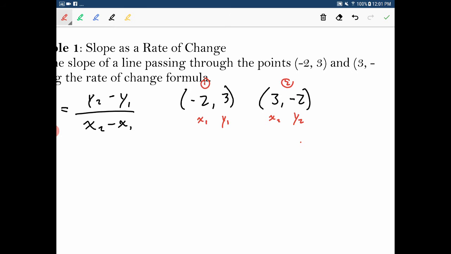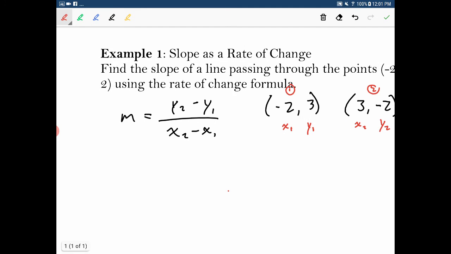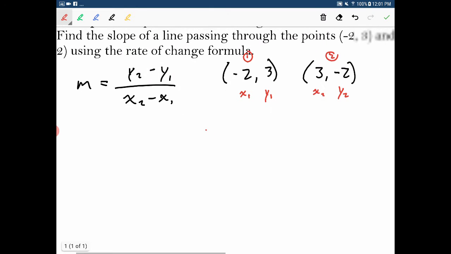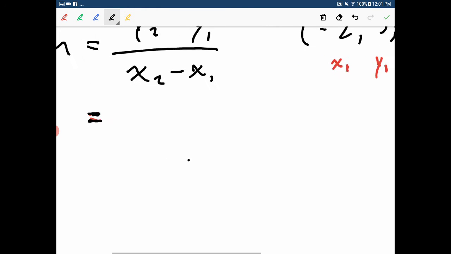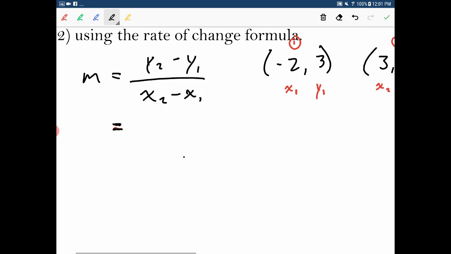Okay, take the time to label your points like that because it makes it a lot less likely that you'll make a mistake. Even if you know what you're doing, it's very easy to sub the wrong numbers in. I, on occasion, have been known to do that myself. So label your points. It'll save you a headache later on.